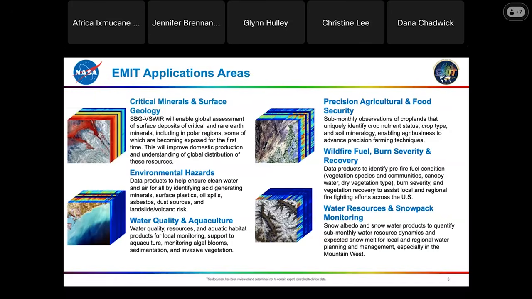things to help us understand water quality in agriculture, also precision agriculture, food security. Think about wildfires, both kind of risk beforehand, burn severity, and then kind of recovery trajectories. And then last but certainly not least, thinking about water resources and snowpack monitoring as people, especially in the more drought-prone U.S. West, are trying to get a better handle on water resources as early warning detection.